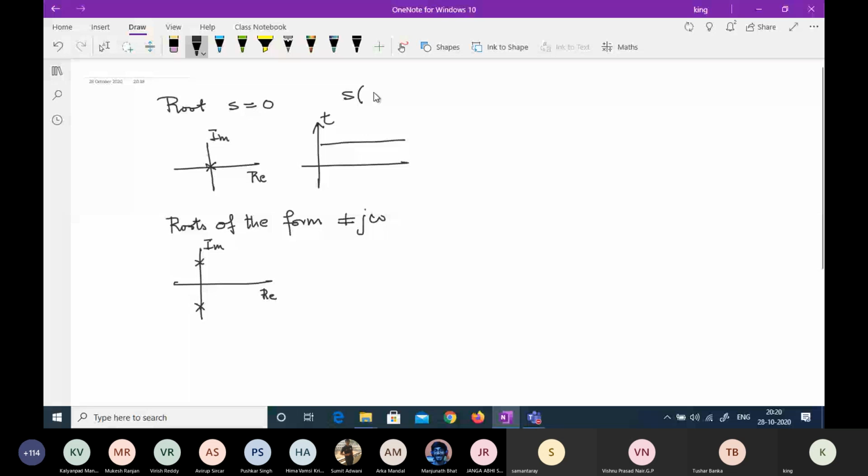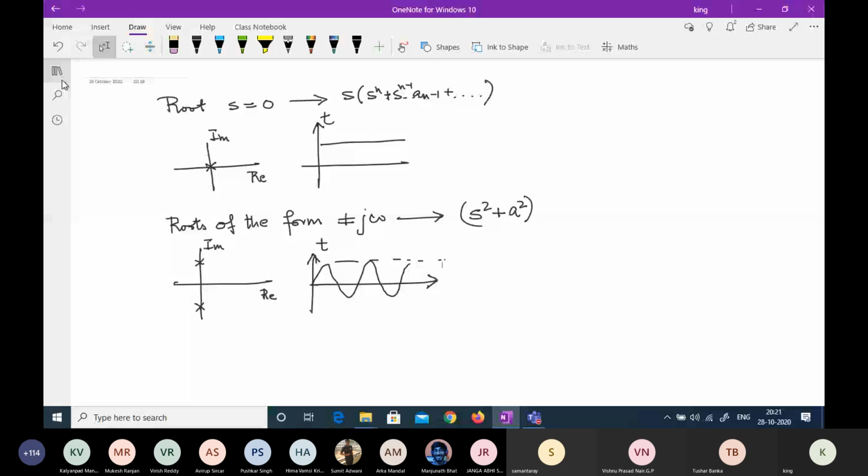So this does not look that much harmful. This is also, well, as we will see, neither good nor bad. It means that when your system polynomial has a root like this, the system will always be oscillating. Any disturbance is not going to die down. It is simply going to persist, but it is not going to grow.